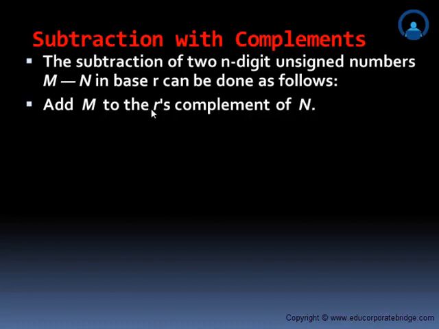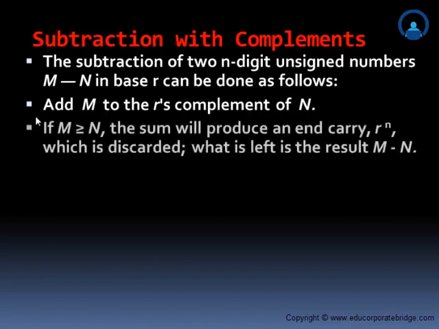So for example, let us assume that r is binary. We can execute m minus n by first finding the complement of n. That is, either we find the 1's complement of n, or we find the 2's complement of n, and after finding the complement of n, we add it to m, which gives m plus the complement of n.